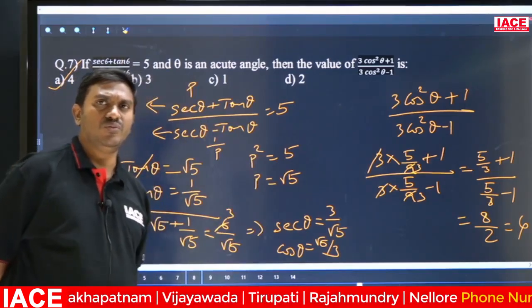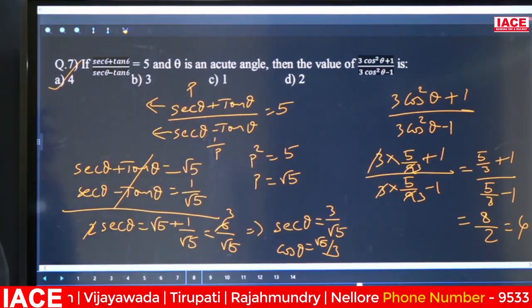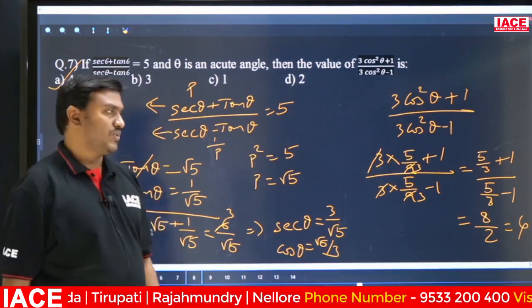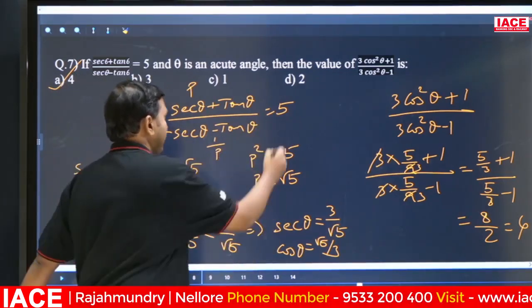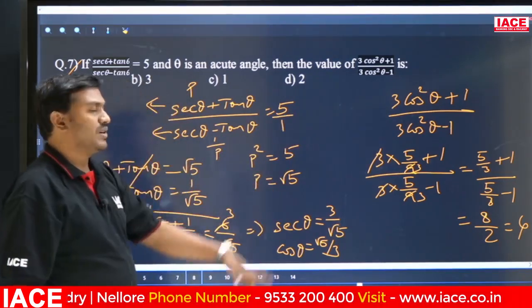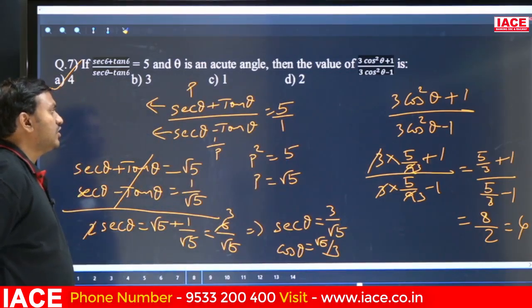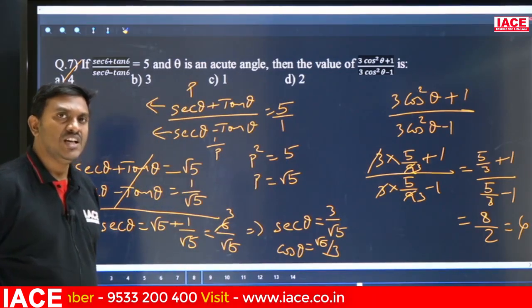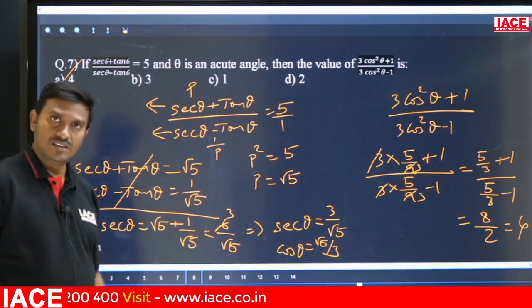This is one of the methods. Sir, I don't want this one, I want to go for cross multiplication. Yes, make 5 as 5 by 1. Go for cross multiplication. Secant theta plus tan theta equal to 5 into secant theta minus tan theta. Simplify, keep secant theta and tan theta on one side.